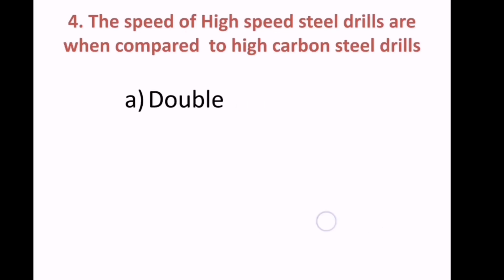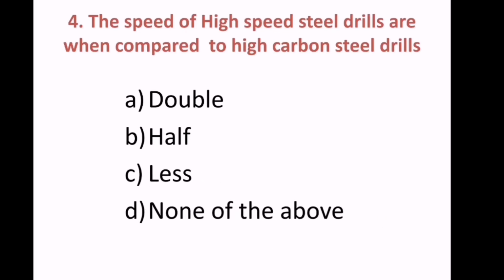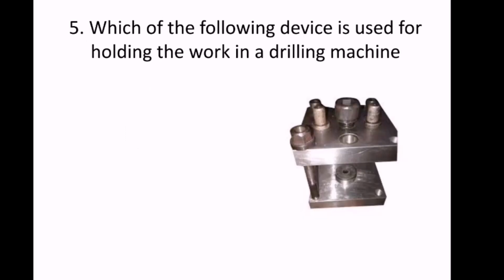Moving on to the fourth question. The speed of high speed steel drills is what when compared to high carbon steel drills? What is the difference between the speeds? High speed steel drills have double the speed, or half the speed, or less speed, or none of the above. Here the high speed steel drills have high speed, or double the speed, of high carbon steel drills. A is the correct answer.